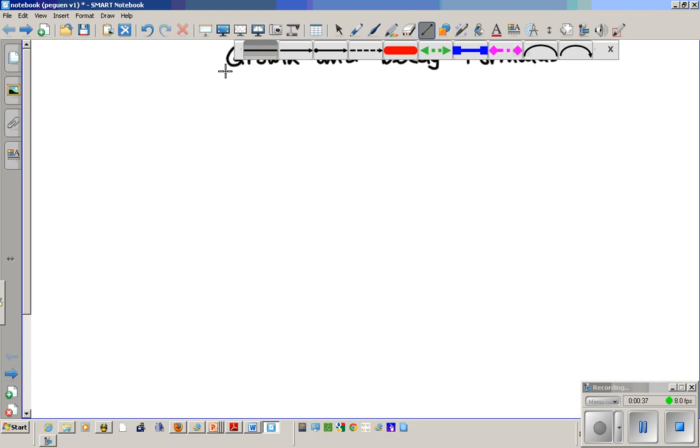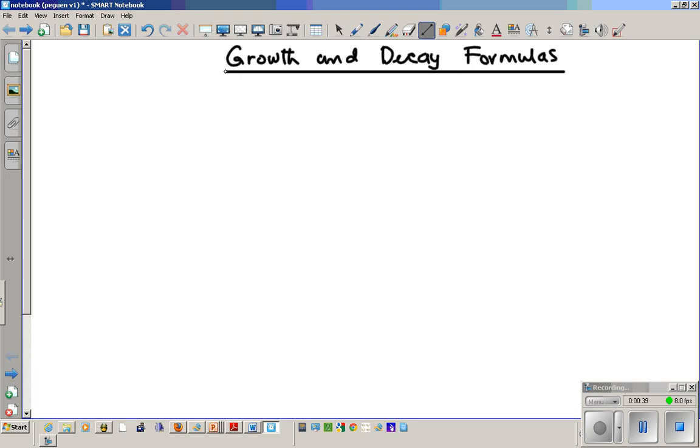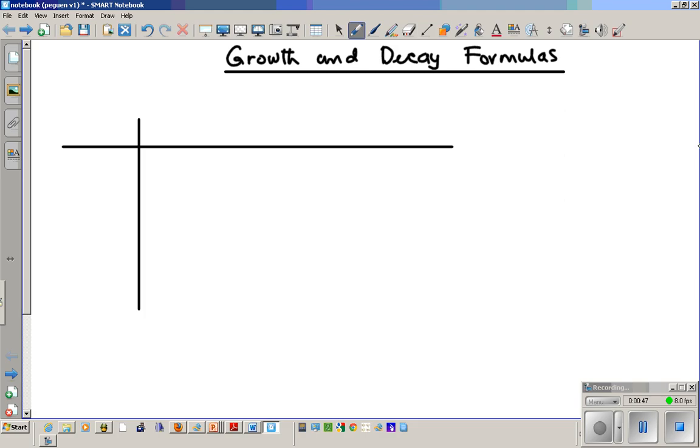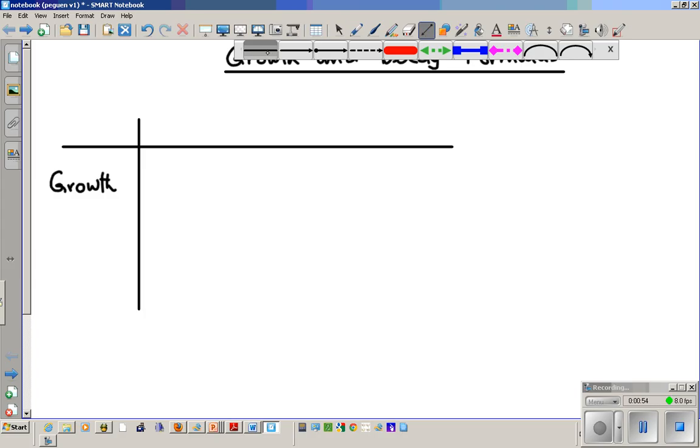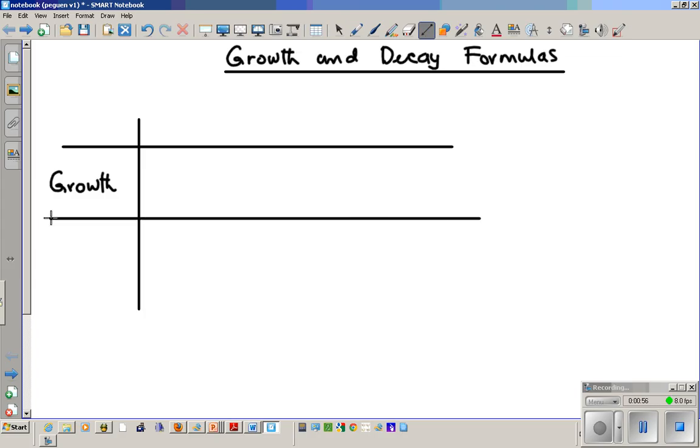Alright, we're going to separate them using the matrix. We're going to do growth and then decay. So you can draw a line like this. Put it like that. We're going to have growth first, and then we're going to have decay. Okay?